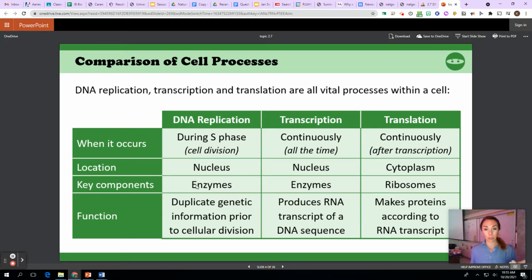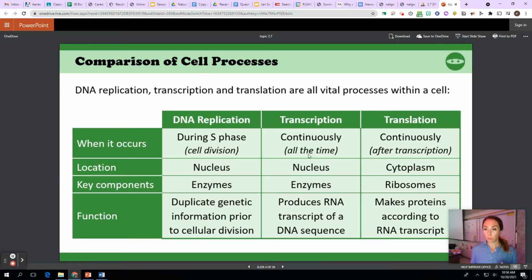My key components are enzymes. We're going to learn about those enzymes today, but you should know that, I love this, in order to make proteins, you need an enzyme protein to be part of that process, which is very confusing, right? And the function is to just duplicate genetic information, an exact copy, before the cell divides. It needs to divide into two.